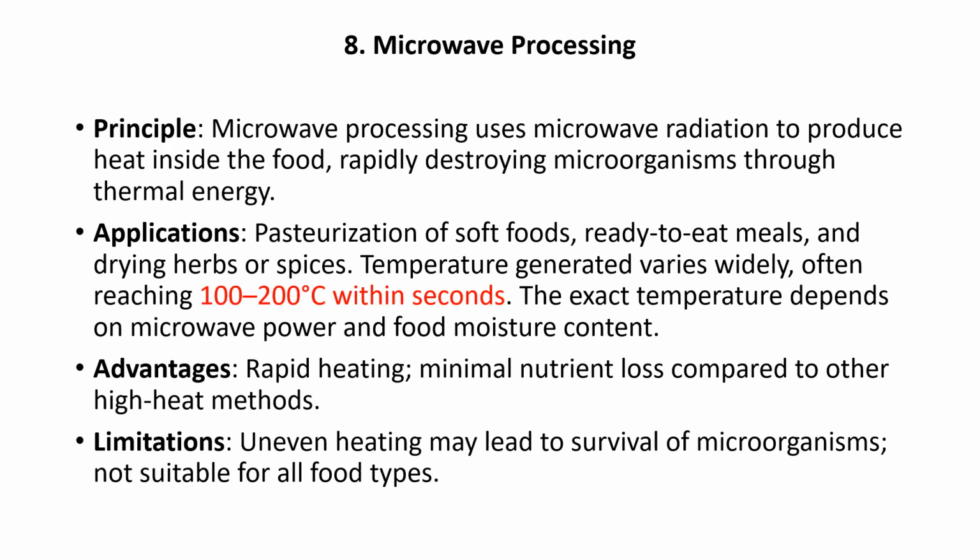Next is microwave processing. The principle involves microwave processing using microwave radiation to produce heat inside the food, rapidly destroying microorganisms through thermal energy. Application: pasteurization of food, soft food, ready-to-eat meals, and drying herbs or spices. Temperature generated varies widely, often reaching 100 to 200 degrees Celsius within seconds, and the exact temperature depends on the microwave power and food moisture content.